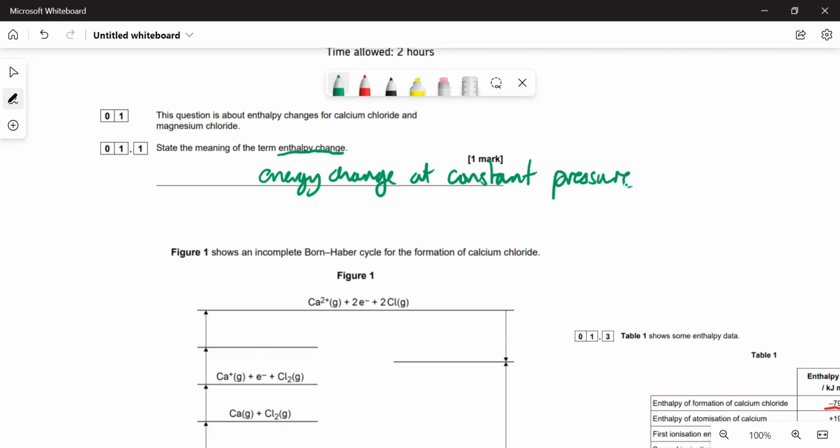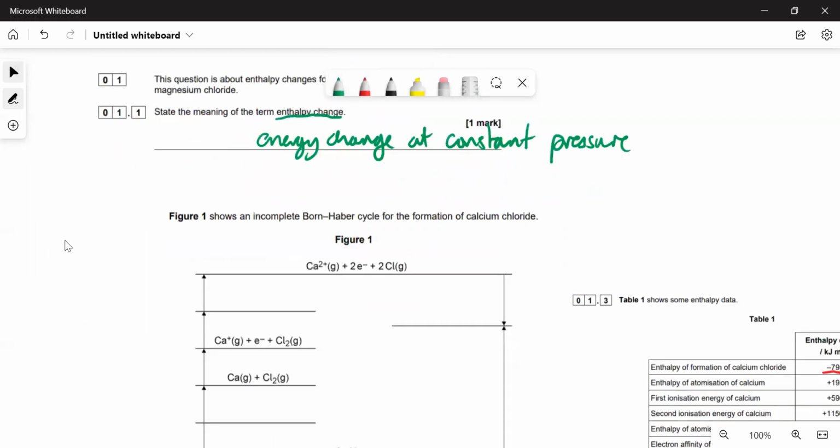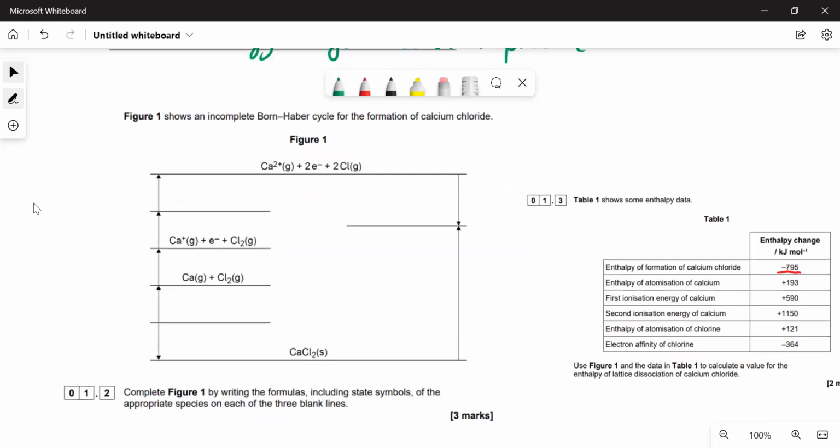Okay. Right, the next part of the question is the Born-Haber cycle. So what we've got to do for the first bit, question 1.2, is fill in the missing formulae and put in state symbols. And then the next bit, 1.3, we've got to put in the values and calculate a value for the lattice enthalpy of formation. Okay, so let's do this one here.